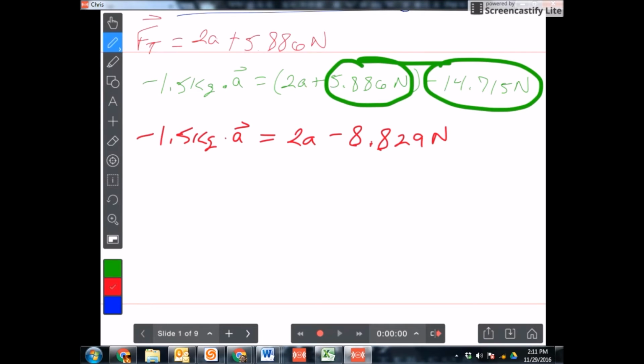Okay, so is that what everybody came up with so far? Yes? Okay, so now, again, we've got to get those variables on the same side. What do you want to do? All right, so we can subtract 2A from both sides. Yeah, we could do that. Okay, so you got to add 1.5 to the other side.